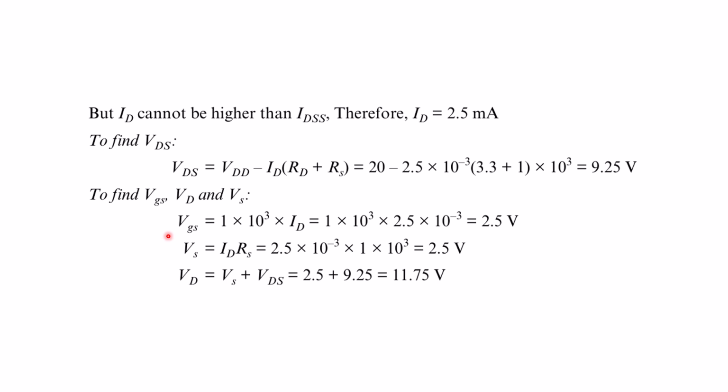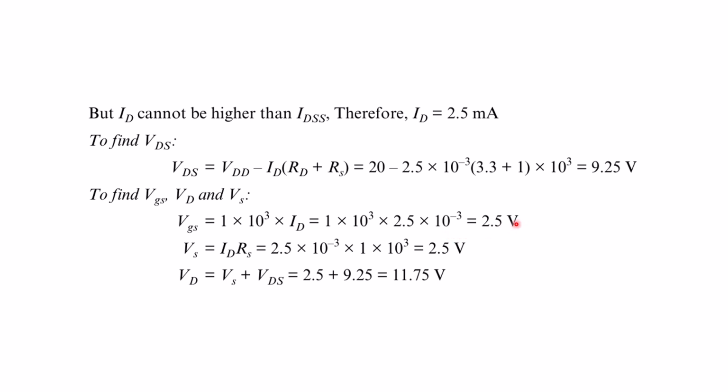Then we can find VGS. VGS, as we have written in the equation, is minus 10 power 3 into ID. So I am substituting the ID value of 2.5 milliamps. After simplification, the VGS value is minus 2.5 volt.